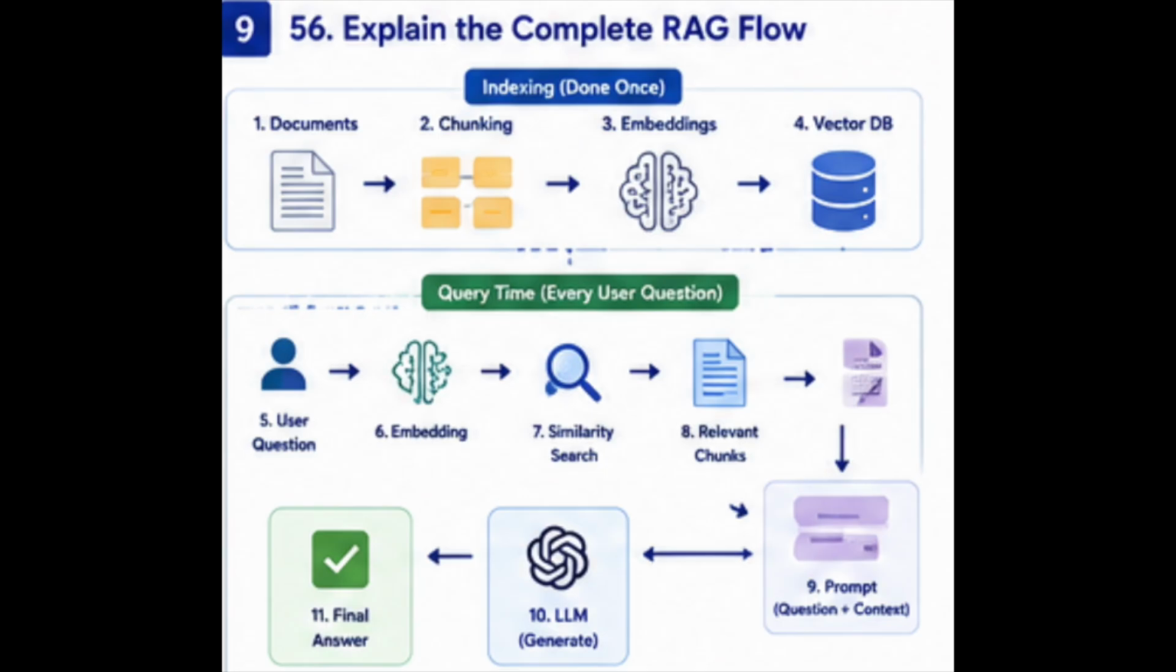Now the user asks a question. The question is converted into an embedding. The vector database performs similarity search and retrieves the most relevant chunks. Those chunks are added to the prompt. Finally, the LLM generates an answer using both the user's question and the retrieved context. This entire process is called Retrieval-Augmented Generation.